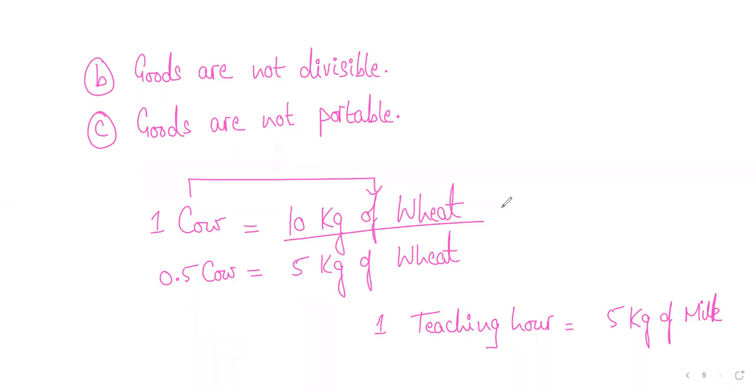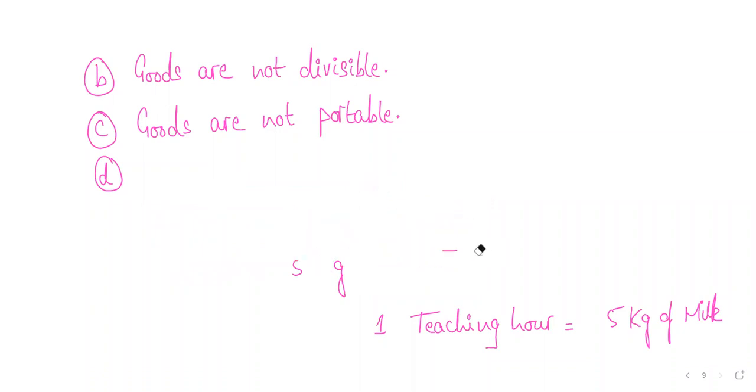Goods are not divisible. Then another problem: goods are perishable. Goods are perishable, which means portability issues. Now you can't store a product for a very long or indefinite time period, especially a food item.